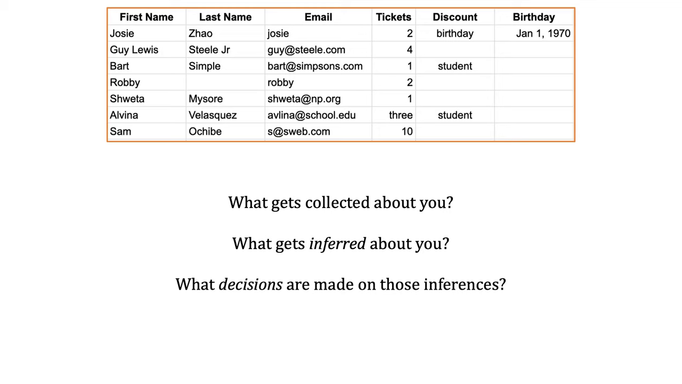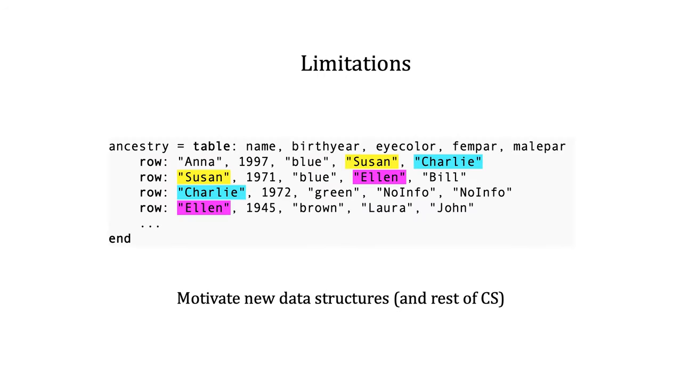The last thing I want to point out about tables is they're also good for illustrating the limitations of tables, right? Here, for example, I have a family tree encoded as a table. When you get to things like trees and graphs, it becomes very awkward to use tables for these purposes. So this now becomes the motivation for going into the rest of computer science, right? All of the stuff we normally teach in terms of data structuring, like trees and lists and graphs and DAGs and so on, this is the point of departure for all of those.